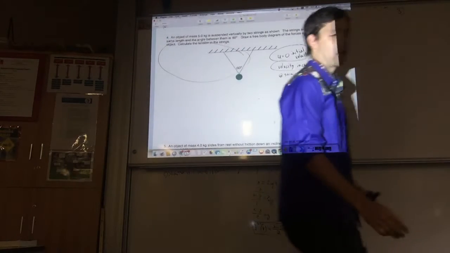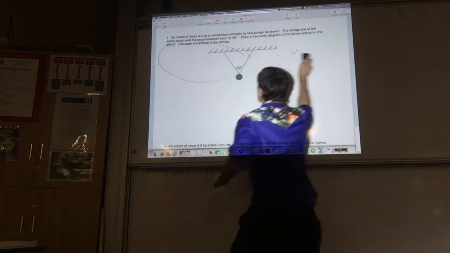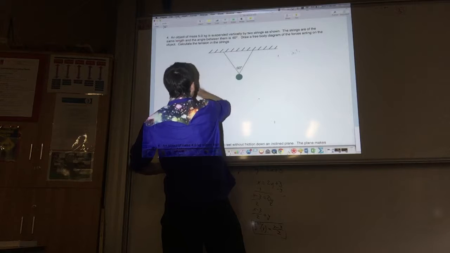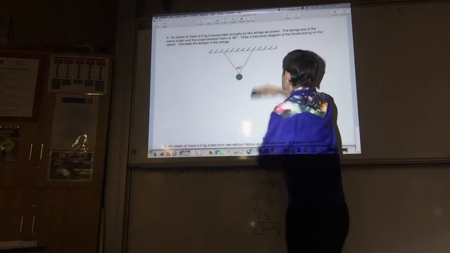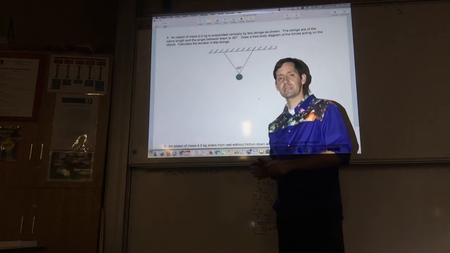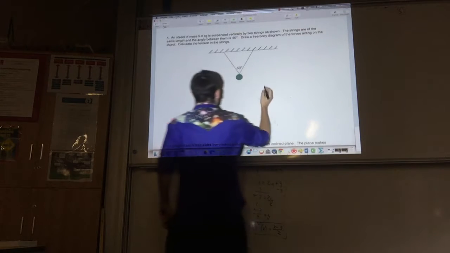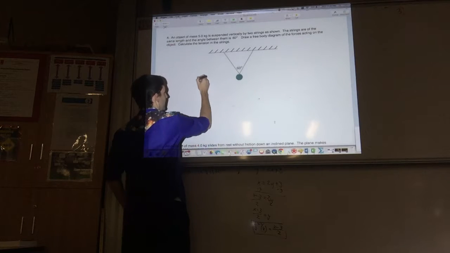We now have an object of 5 kilograms, suspended vertically by 2 strings as shown. The strings are of the same length, and the angle between them is 60. This is a Newton's second law question, okay? First thing it asks us to do is draw a free body diagram.